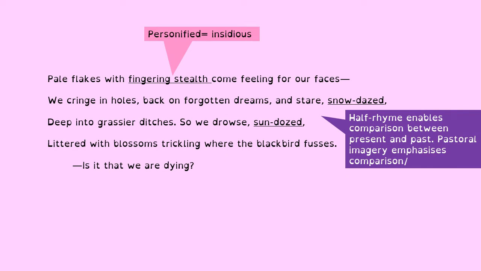And then we've got a bit of a comparison here between snow-dazed and sun-dozed. So the soldiers here start to reflect on their home life and use that as almost a fantasy that they try to escape to in this weather. The half rhyme between them enables the comparison between the present and the past. So the present is the snow-dazed and the past is the sun-dozed. I know which one I'd rather be in, which would be the sun-dozed. And I think that's what the soldier's trying to say here. And the pastoral imagery of blossoms trickling and blackbirds fussing just emphasises the comparison between the past and the present and how idyllic it seemed before.